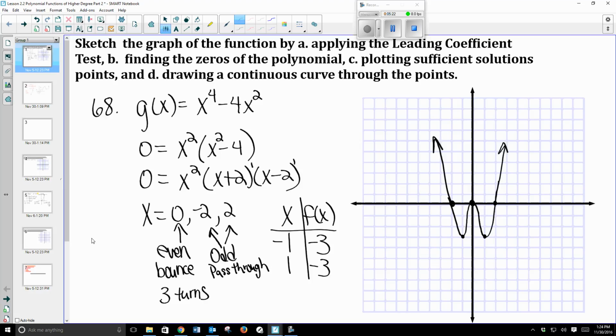Bounce is at 0. When it hits 0, it's going to bounce, not because it's 0, but because the exponent is 2. It's even.